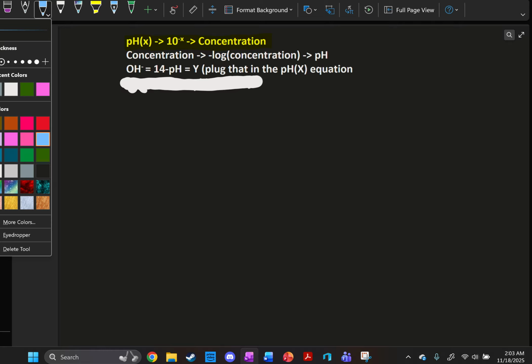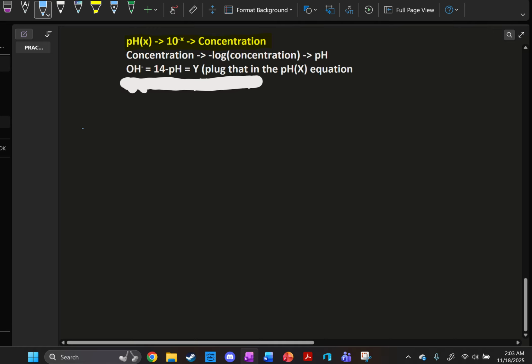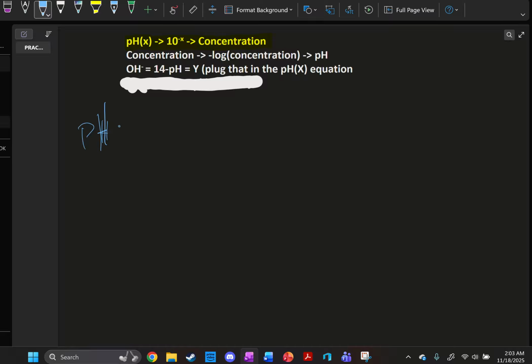So let's get this nice blue color here. Let's say we are given a pH. I know that the P is supposed to be smaller. Let's make it big. The pH, let's just pick a number, 2.6. We would take that pH and plug it into the formula up above. 10 to the negative 2.6 will then be our concentration.